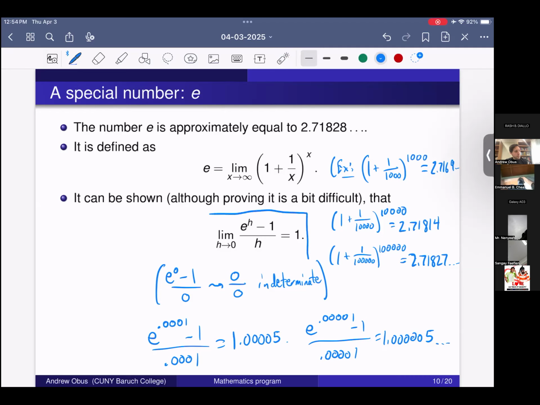So I'm going to box it. Yes, it's the base of the natural logarithm, which we'll get to in a minute. Okay. So this is this number e.